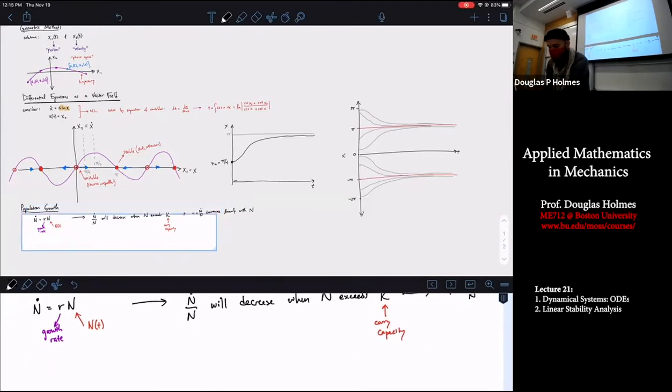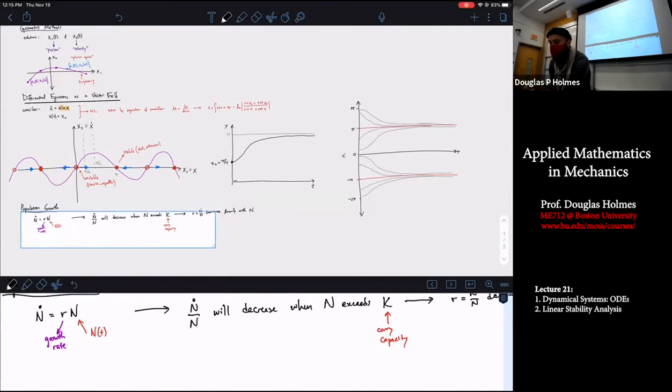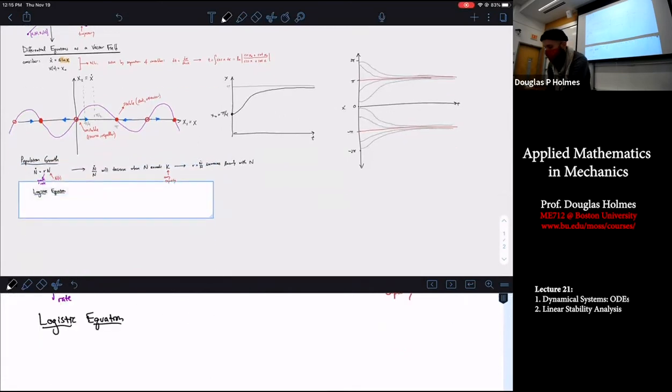This leads to a very famous equation. If you combine these two things together, you end up with what is referred to as the logistic equation. The logistic equation looks like n dot is equal to Rn times 1 minus n over K. So it's just the first part, and then accounting for the fact that we have a linear decrease as n increases.